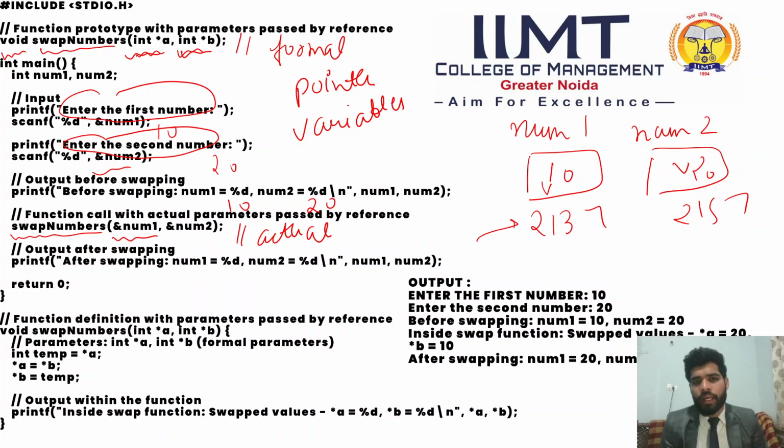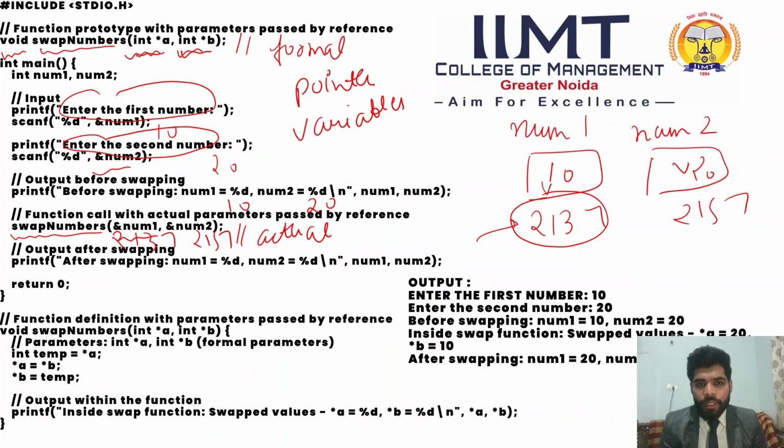Now, in the call by value method, 10 and 20 will be passed here. But in this method, for example, I'm just taking an example, 2137 and 2157 will be passed here. Then we are printing the result after the swapping. Output before swapping, printf after swapping, number 1 equal to %d and number 2 equal to %d, num1, num2. This is the output after the swapping.